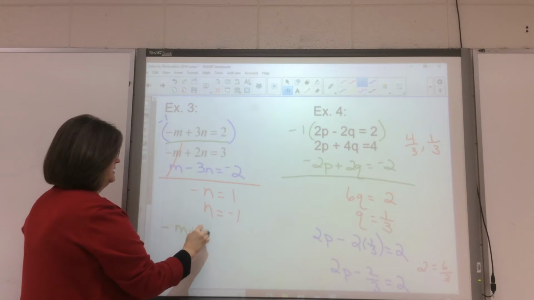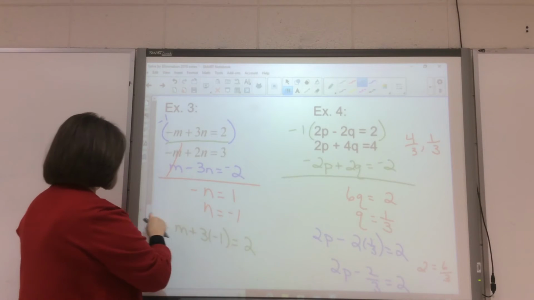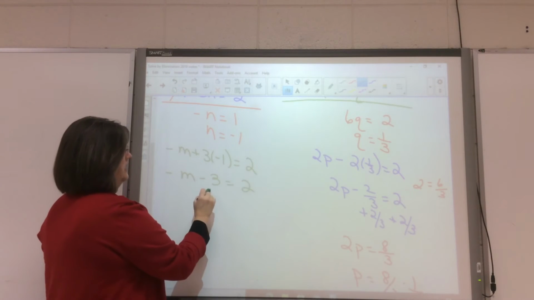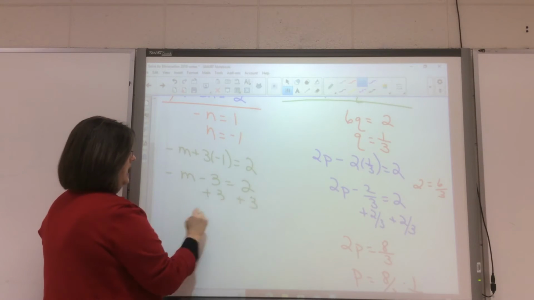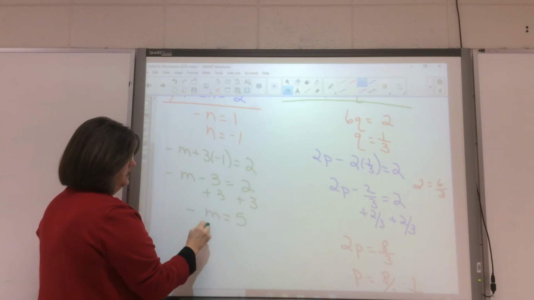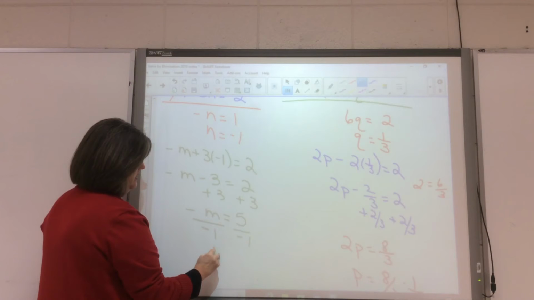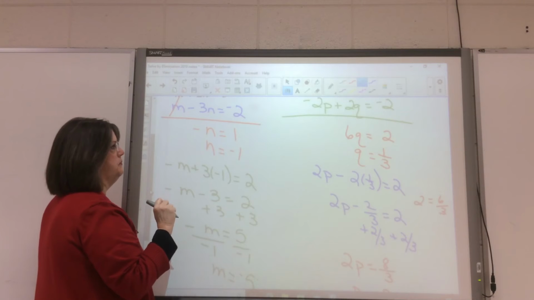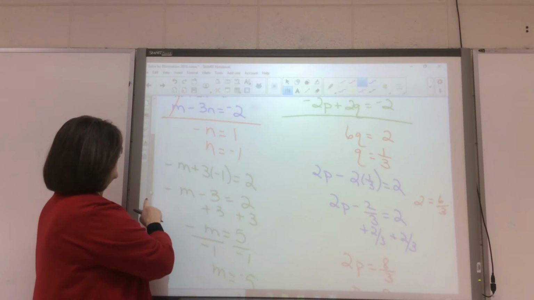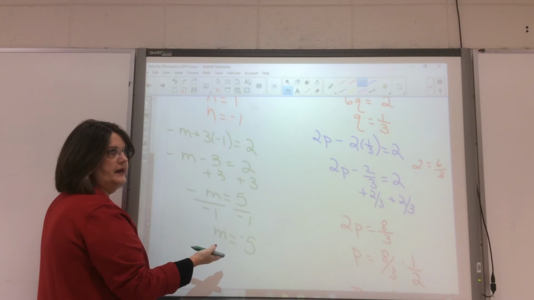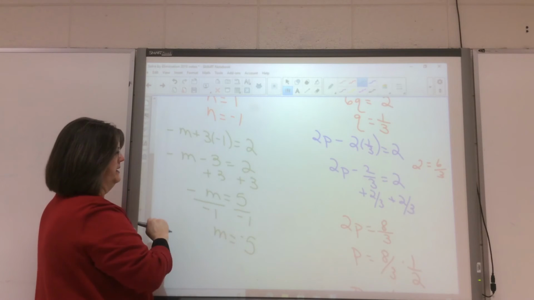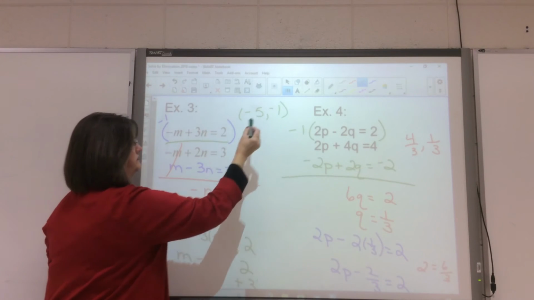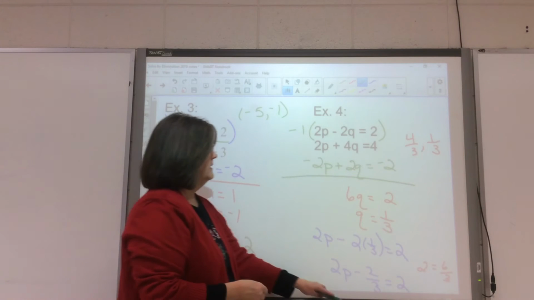-m plus 3 times -1 equals 2. -m minus 3 equals 2. Add 3 to both sides. I get -m equals 5. Divide through by -1, and m is -5. So my answer here, now this is a good one because I don't have x and y, so you need to know how to write your answer. You write them alphabetically. So m comes before n in the alphabet, so I would write it as -5, -1 as my answer.